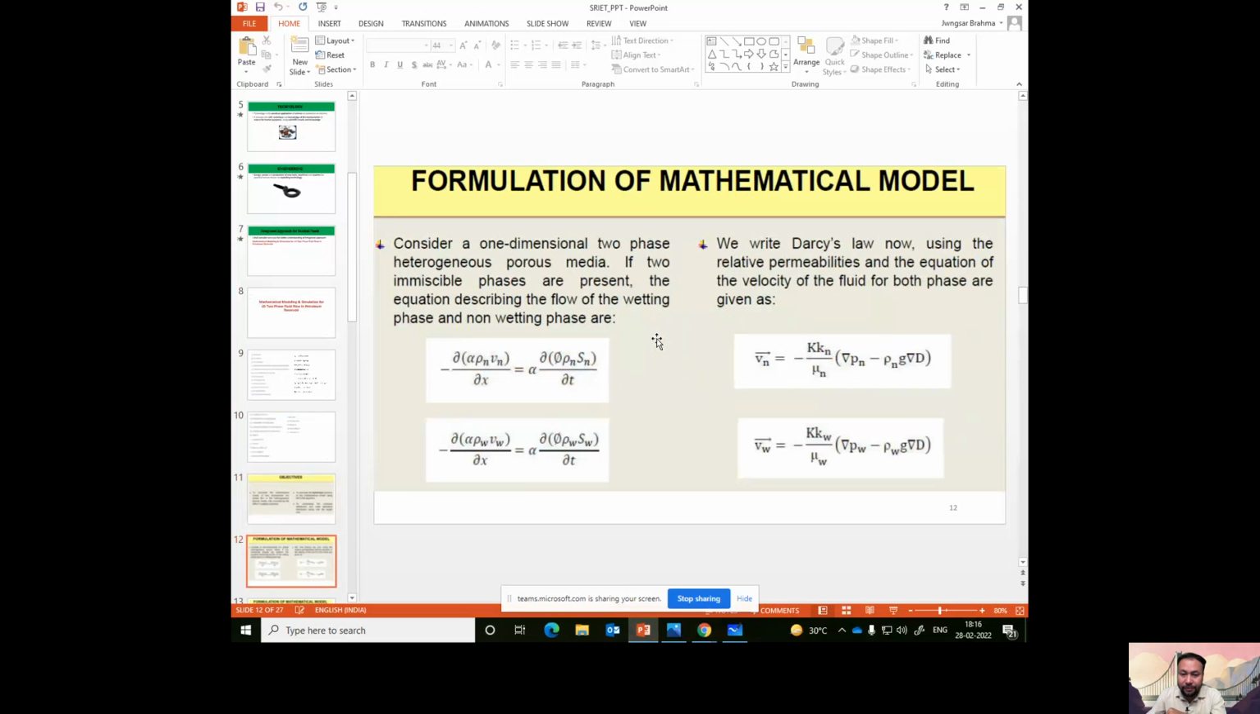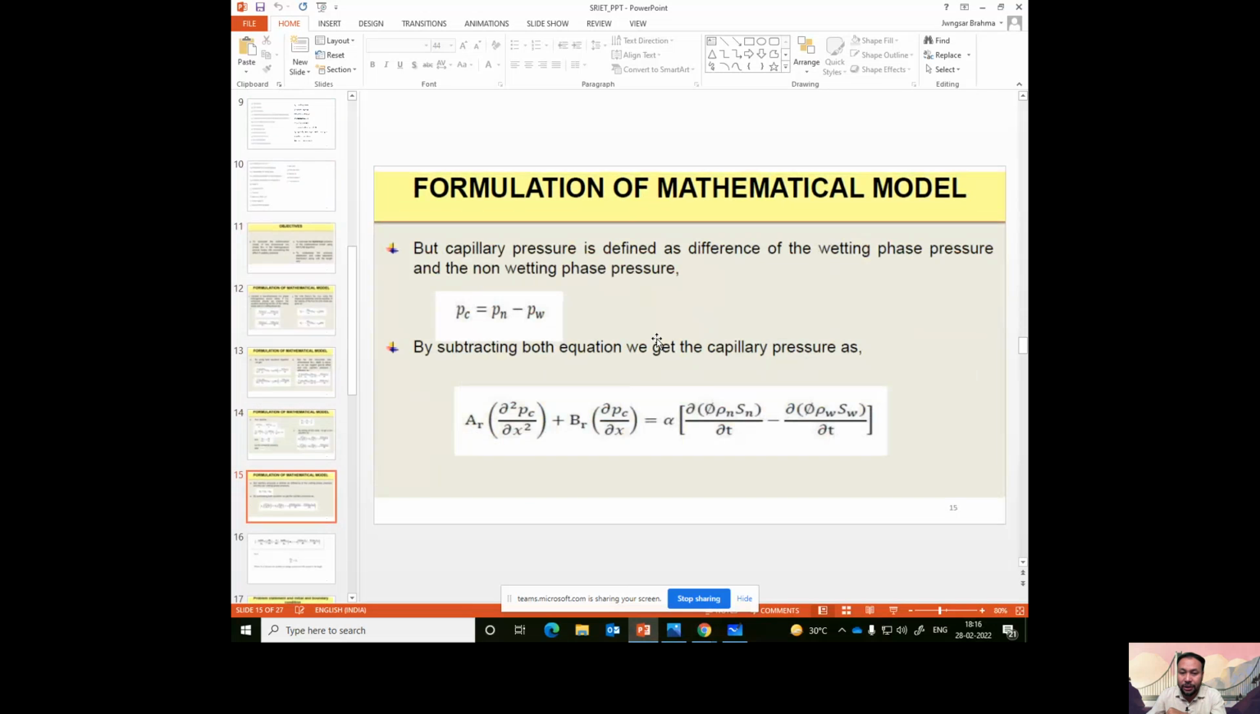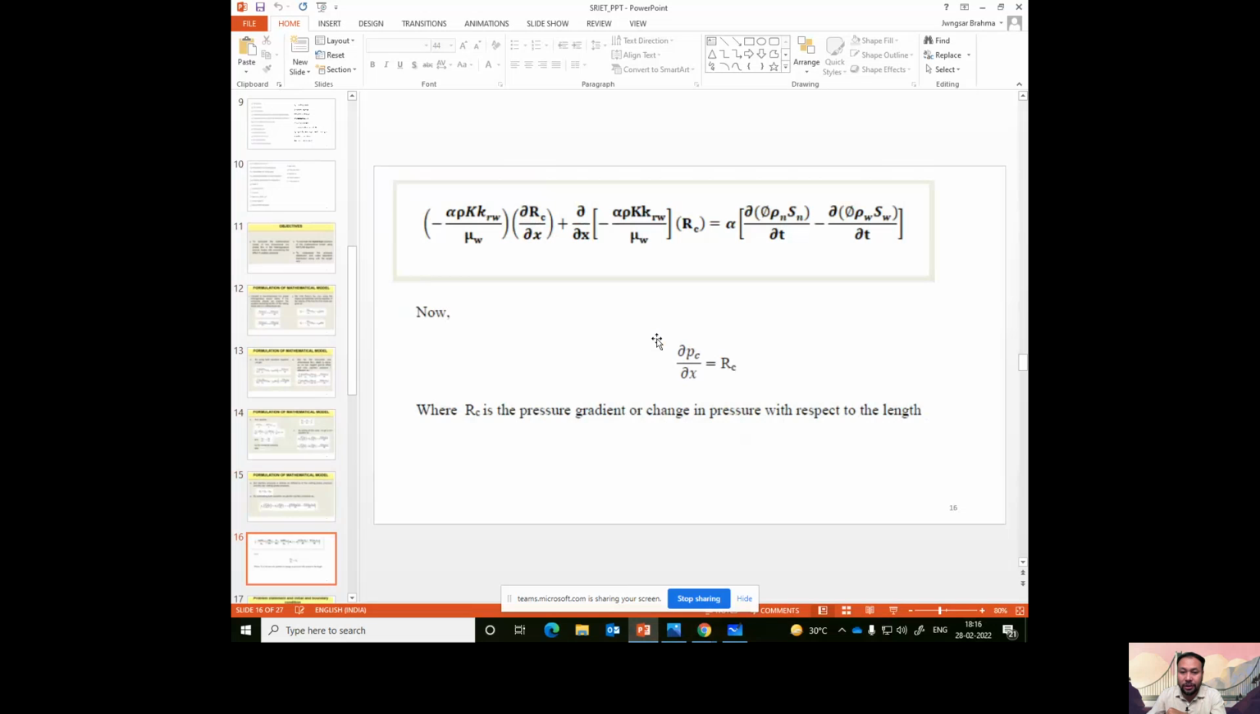Now come up here. We had developed this in the last class by taking care of all the petrophysical parameters. This was the partial differential equation we have developed.